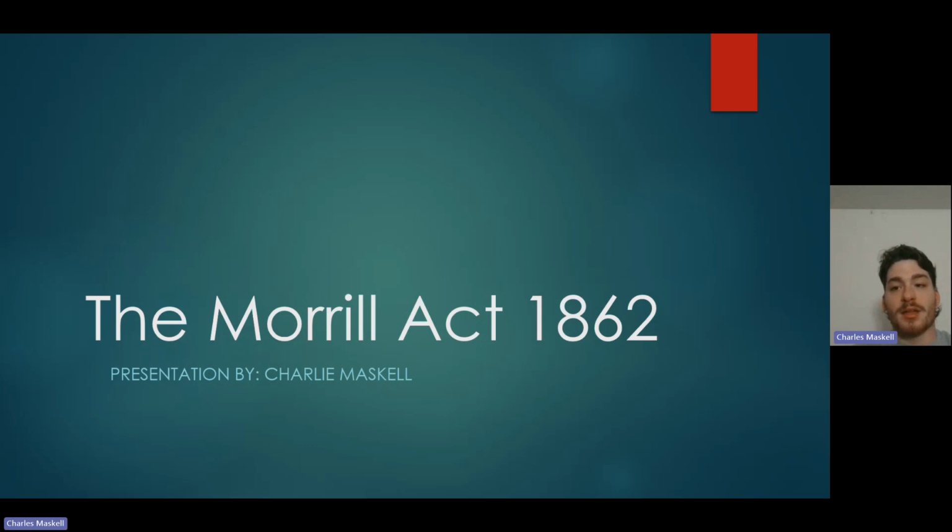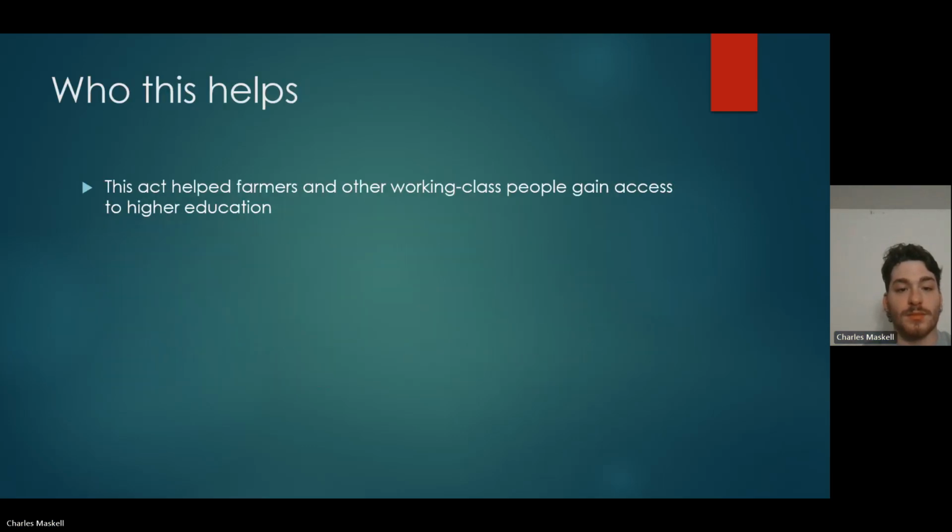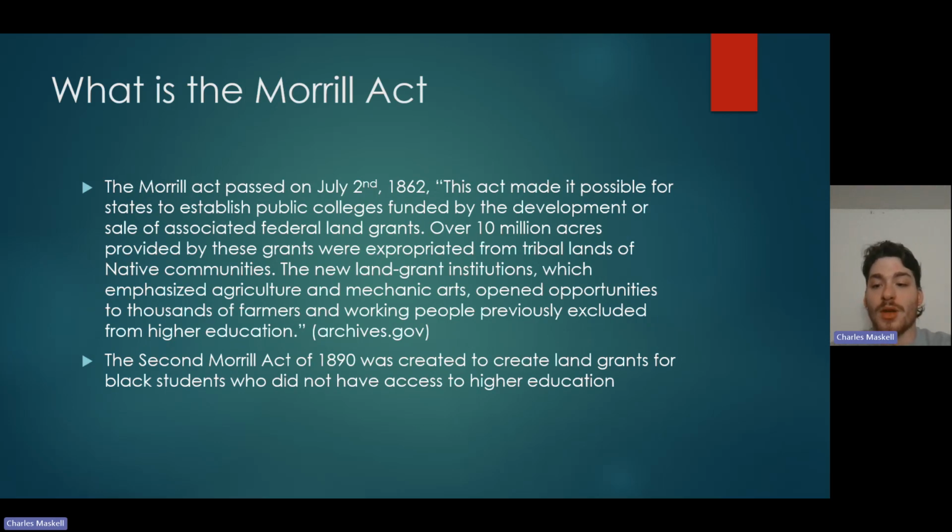For my artifact assignment, I did the Morrill Act of 1862. The Morrill Act was passed on July 2nd, 1862. It was a land grant act that used the sale or development of government land to help farmers and other working class people get a higher education, because they were often unable to get this higher education due to their social status and financial income.